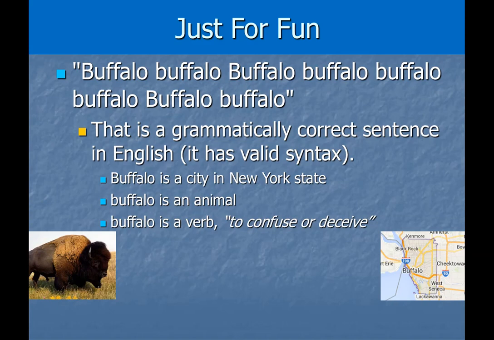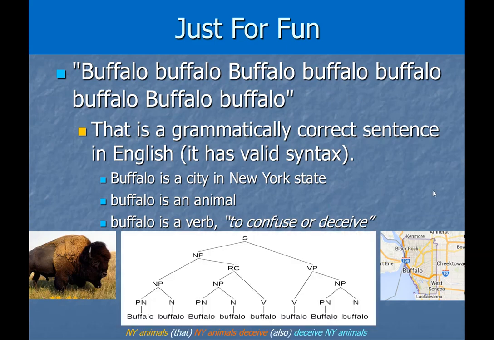So this sentence, as weird as it sounds, doesn't seem like a sentence. But if you realize these three different meanings of buffalo, you can make a valid sentence out of it. And the only way a lot of people find to really make sense of that sentence is to do this phrase structure mapping. Well, we've got the start as a noun phrase: Buffalo buffalo. In other words, New York animals or New York bison, right? And the next chunk is New York animals deceive, or New York animals confuse or bully, or whatever that meaning of buffalo is.